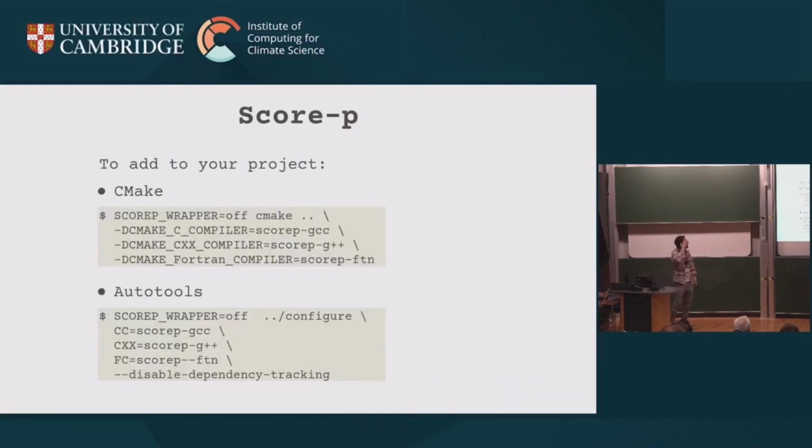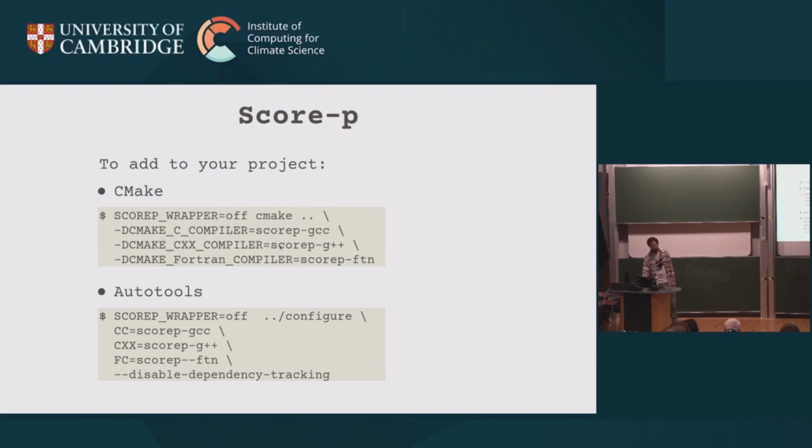So how do you start using ScoreP in your project? If your project has a CMake build system, then these are the commands. I'm not expecting anyone to memorize this. I'm not going to test you on it. But if you want to run it on your own code, then I recommend you take a look at the slides.